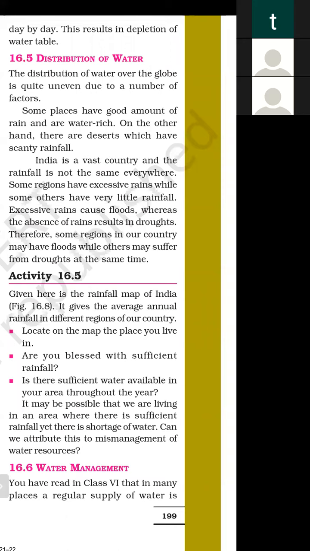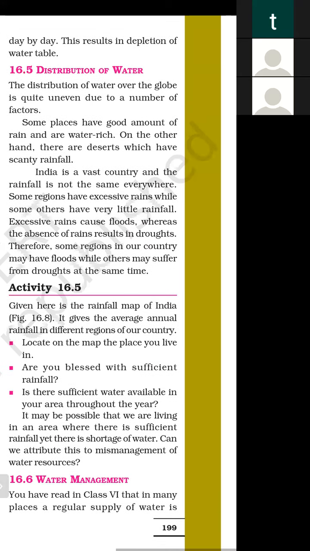So in India, or all over the world, there are some places where excess rain is a major cause of floods, and some places where there is little or no rainfall, which results in droughts. Therefore, some regions in our country may have floods while others may suffer from droughts at the same time.